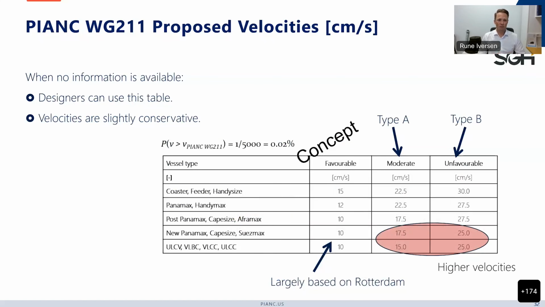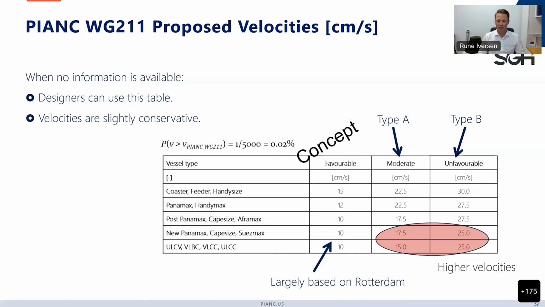If no information is available, there will be a table presented as part of Working Group 211 that can be used by designers. Velocities might be slightly conservative. This isn't all finalized yet either, but really here what you see is a range from about 10 centimeters per second, so 0.33 feet per second, for the largest vessels under favorable conditions, and up to 30 centimeters per second under unfavorable conditions for the smallest vessels. And again, this is a concept. This isn't finally set in stone yet, but these are the velocities being proposed here.